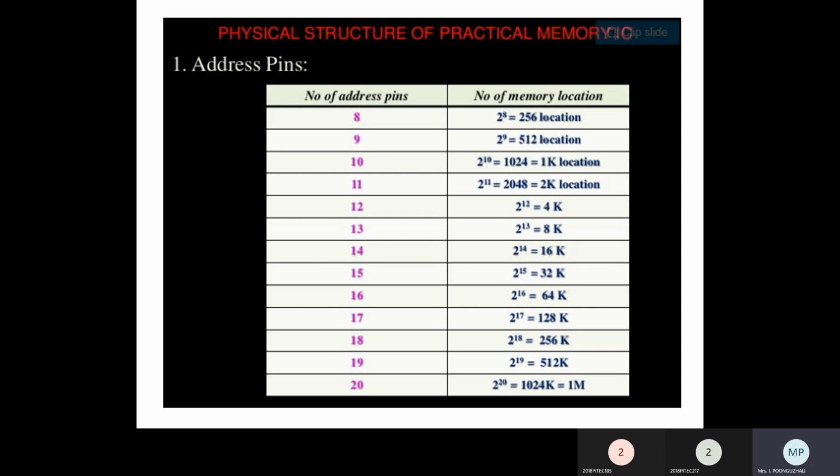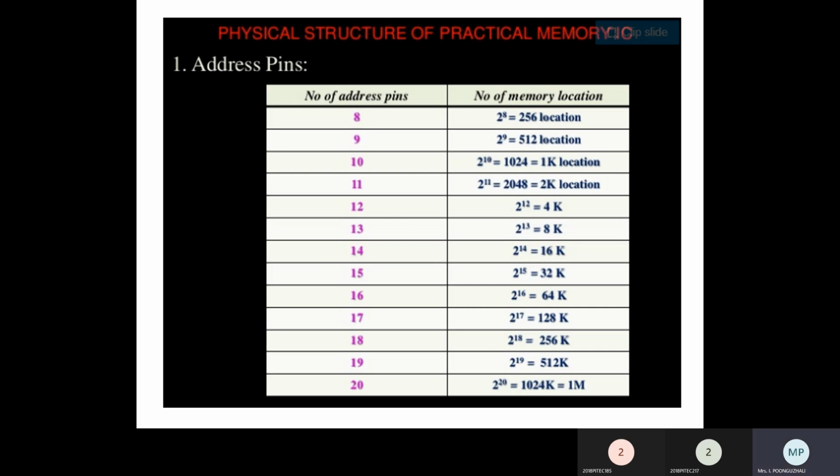2 power 10 gives 1024. 1024 bytes is equal to 1k of memory location. 1 kilobyte, 1024 bytes is 1k. Okay, just remember that much, and the rest we can proceed further.